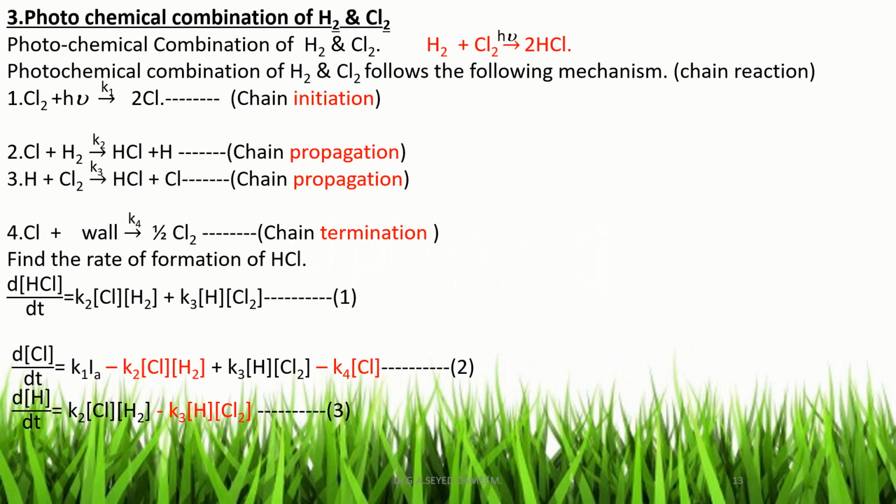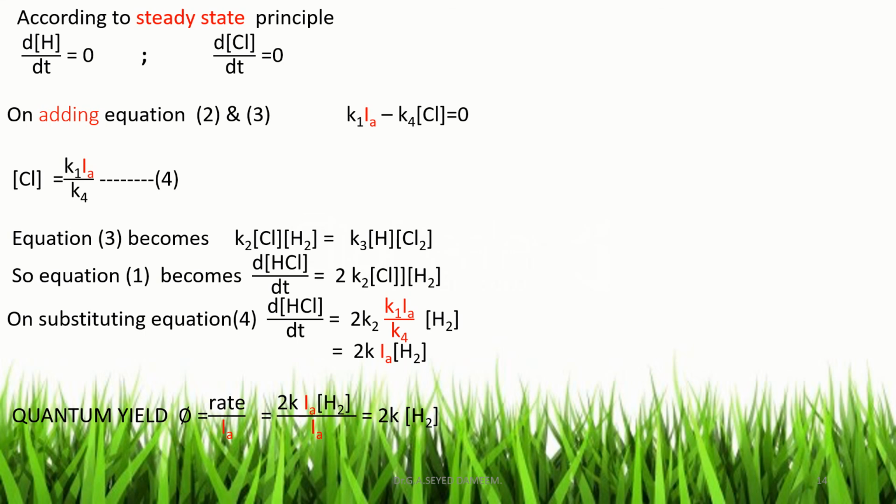hydrogen radical is given by this: in the second step hydrogen radicals form, and in the third step hydrogen radicals disappear. So d[H]/dt is equal to K2[Cl][H2] minus K3[H][Cl2]. The minus sign indicates disappearance of hydrogen radical. So equation 3 is the net rate of formation of hydrogen radical. According to the steady state principle, the net rate of formation of the intermediate is equal to 0. That is d[H]/dt is equal to 0, d[Cl]/dt is equal to 0.